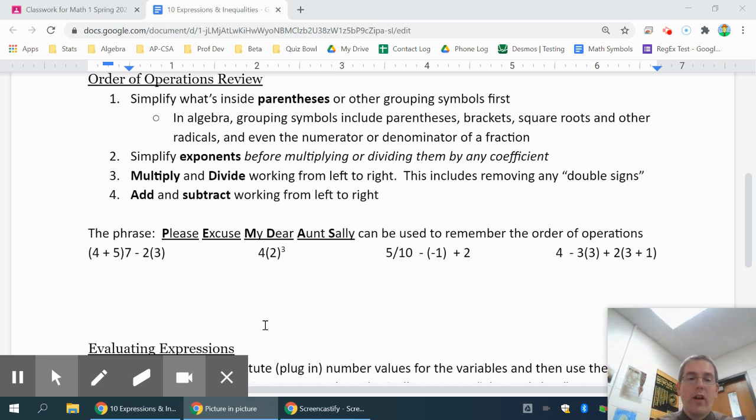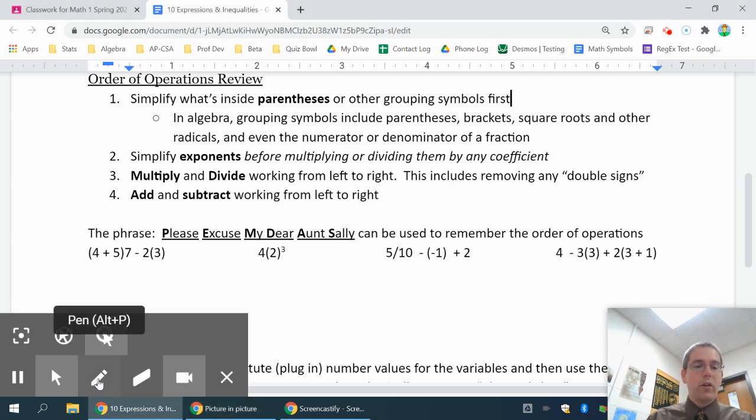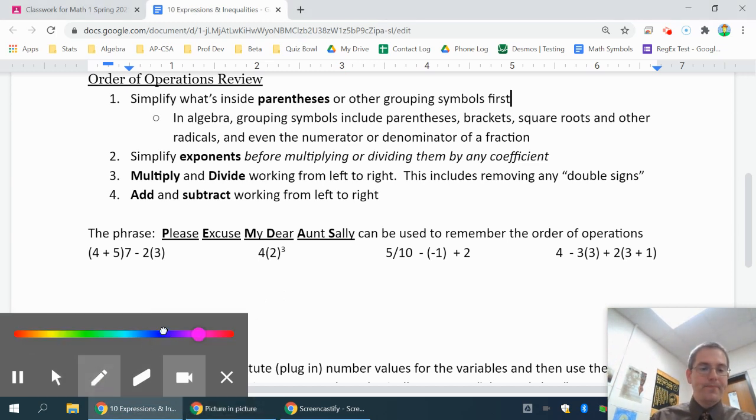You might have used the phrase, please excuse my dear Aunt Sally, to remember the order of operations, but just remember my dear goes together for multiply and divide at the same time, and Aunt Sally goes together for add and subtract at the same time. We're going to go ahead and look at a few of these problems.